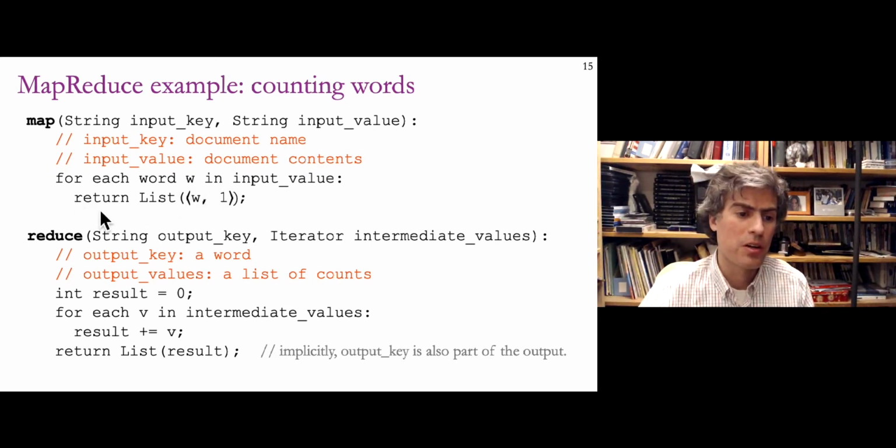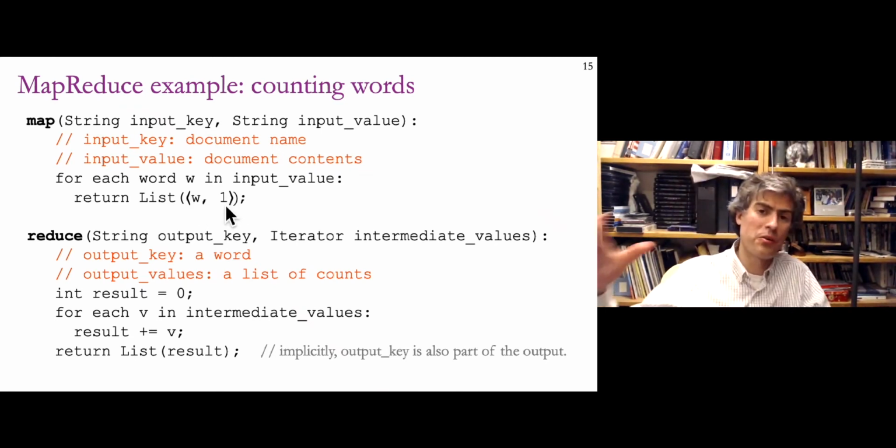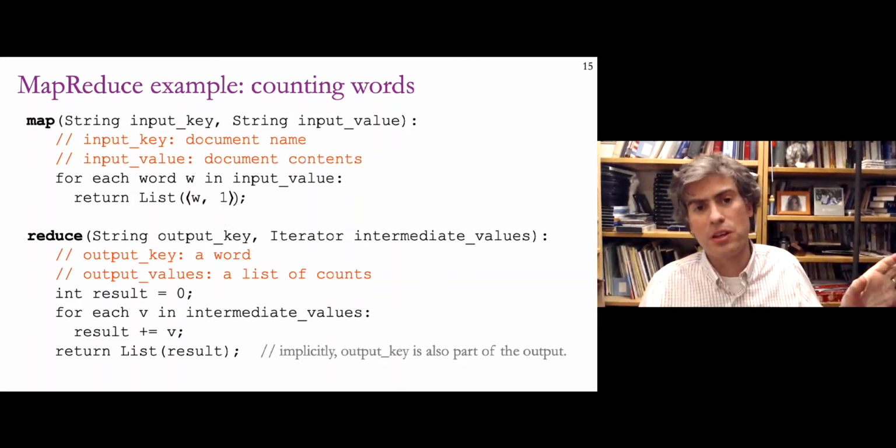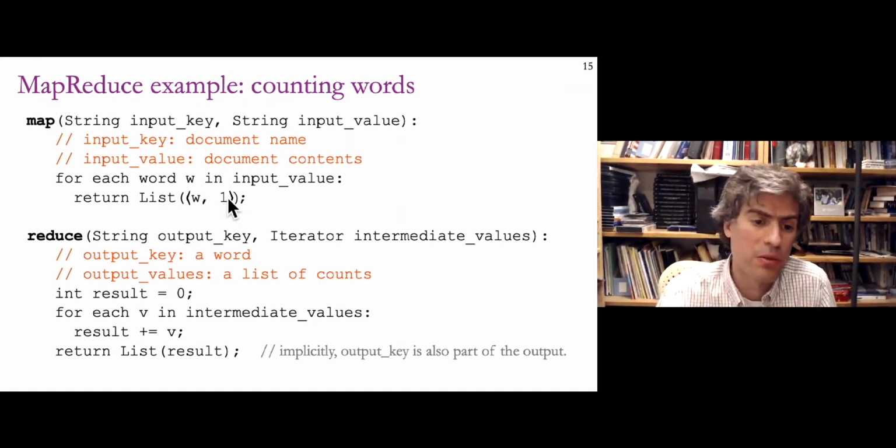And what we return is a list of, for each word, that word and the number 1. Like we return a list with one element. That's what this is here. A list with one element where that element is a tuple of the word that we saw and the number 1. So basically, every time we get a document, we split up the words, and for every word we output the word and the number 1. So the word is the intermediate key, and the intermediate value is the number 1.